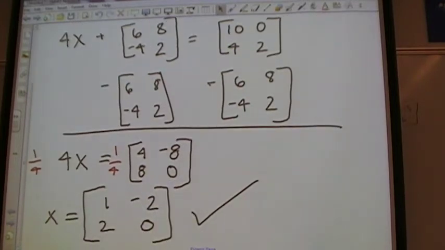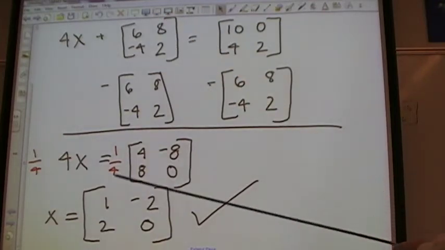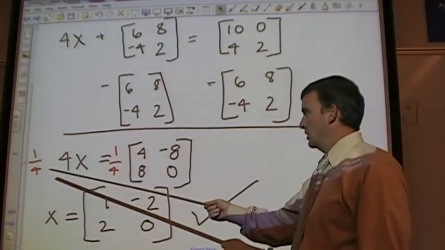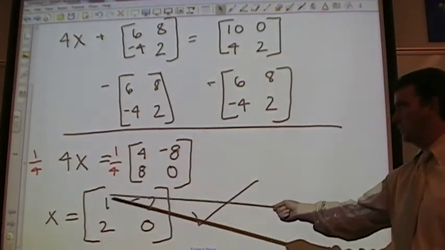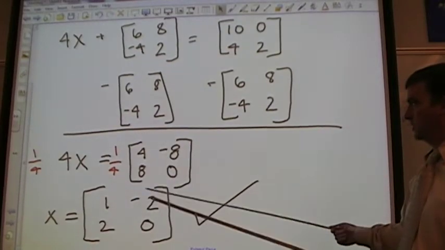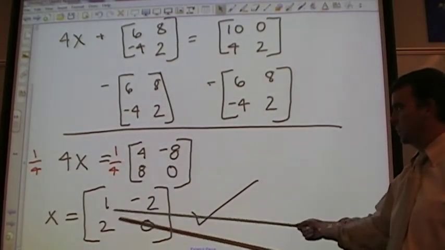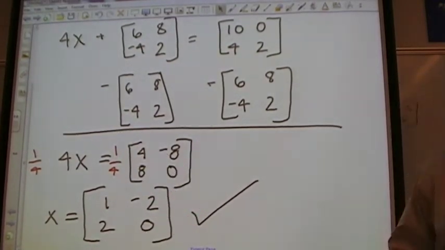Alright, and to get rid of the 4, you can either divide everything by 4, but since we're talking about scalars, dividing by 4 is the same thing as multiplying by 1/4. So I make 1/4 my scalar on this side. So we're left with X over here. 1/4 of 4 is 1. 1/4 of -8 is -2. 1/4 of 8 is 2. 1/4 of 0 is 0.